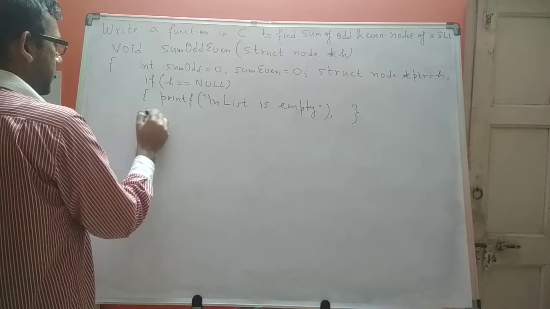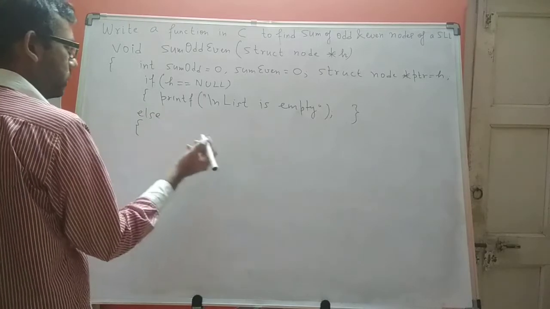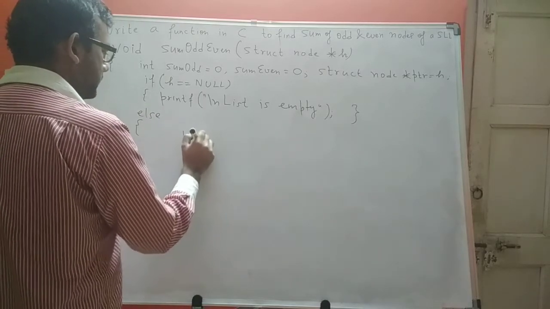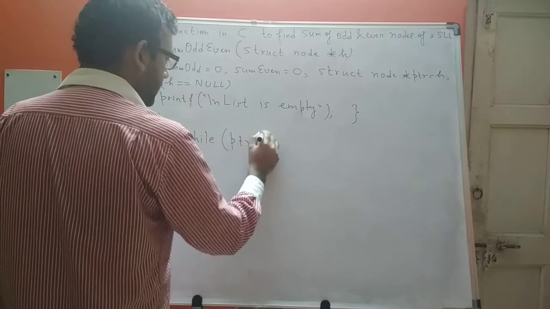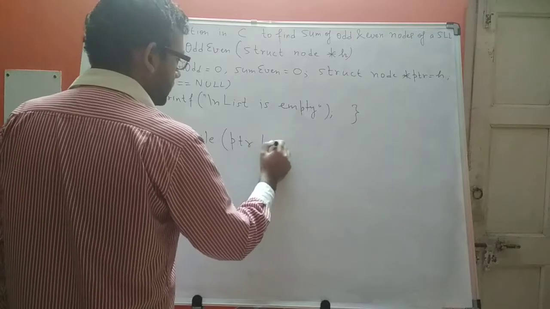Now, what if the list is not empty? What if the list is not empty? Then what do I need to do? I need to start traversing the list. I need to start traversing the list from the beginning, and I need to traverse the entire list.